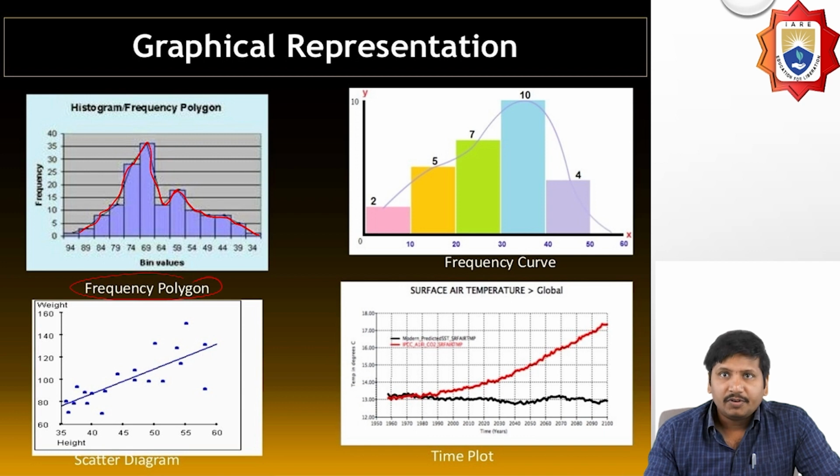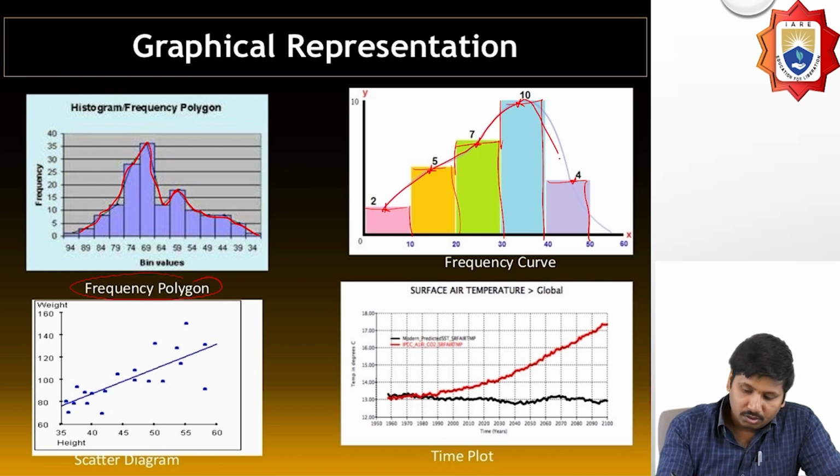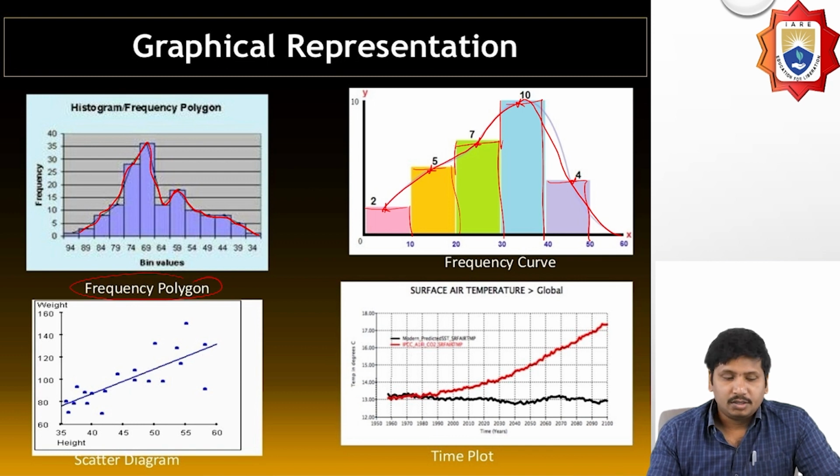And next one is the frequency curve. The frequency curve is similar. Once the histogram is constructed, we join all the midpoints of the rectangles in the histogram with a smooth curve, and that is the frequency curve.